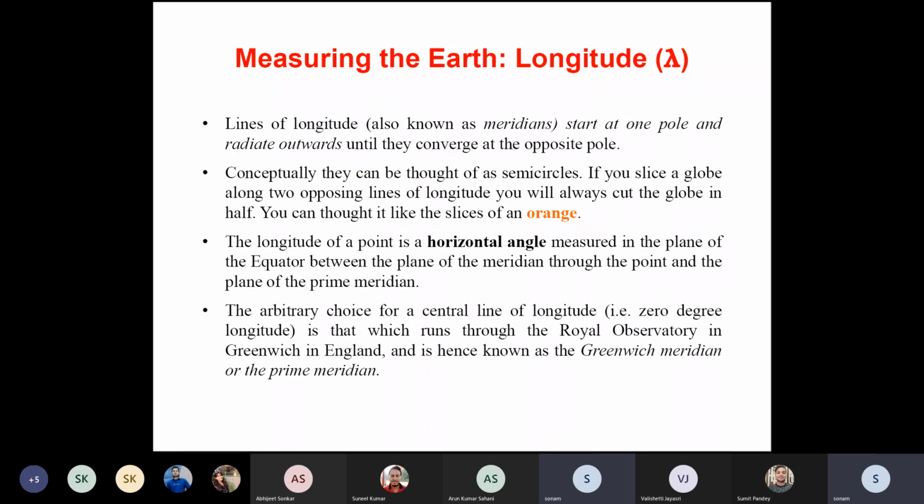lines of longitude start from one pole, radiate outwards, and continue until they converge at the opposite pole. They are the vertical lines that are drawn on the Earth's surface. There is no doubt about it. These all are imaginary lines. Okay. And if you try to imagine it, just try to think about the orange fruit.